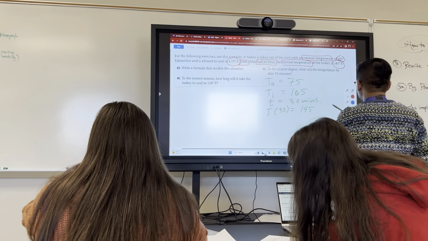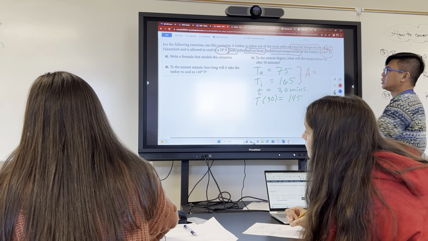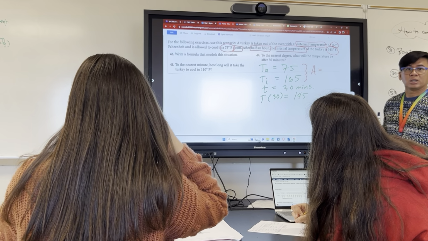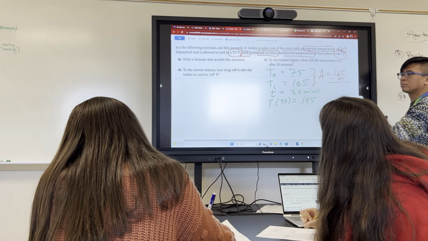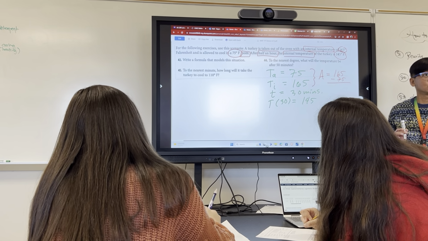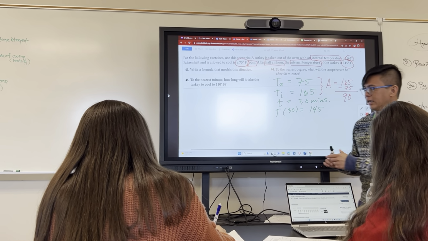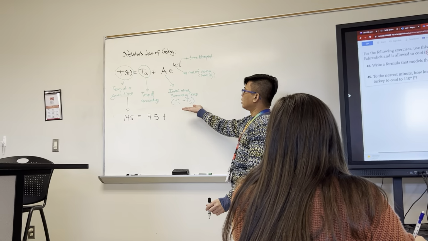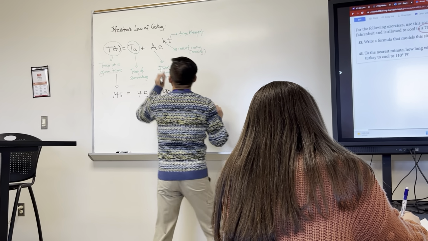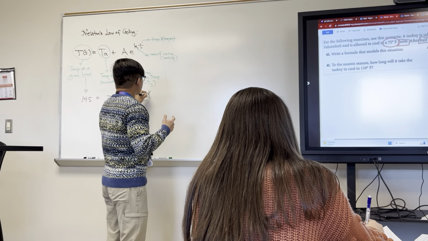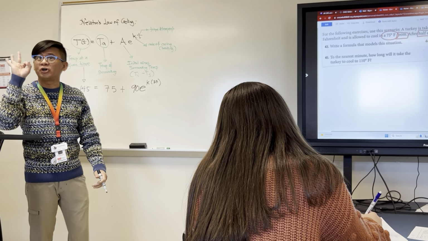So to get your A, check it in here. Your A is TI minus surrounding, right? What's that going to be? 165 minus 75. How much? 90. There we go. So your A is 90. Okay. So once again, initial minus surrounding. 90. E to the kt. K, that's what we have to solve for. And your T is how much again? Half an hour or 30 minutes.